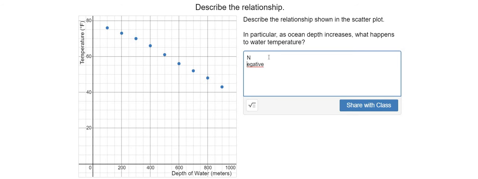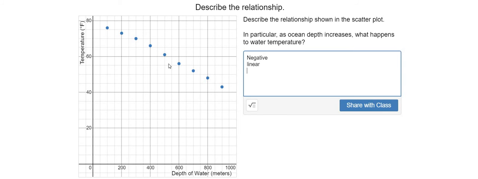We can also see that it's going down pretty much in a linear way, producing a straight line. Not a perfect straight line, but we're looking at a general trend. So we can say that it is a linear relationship.